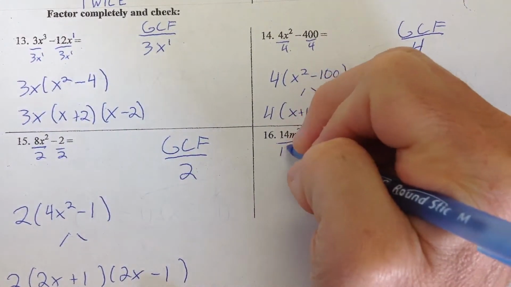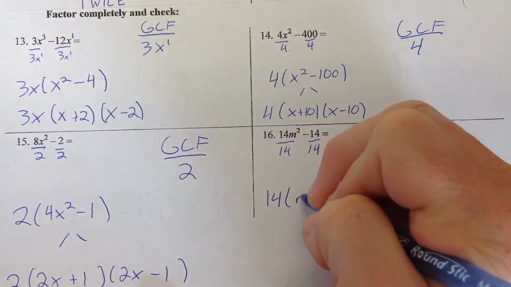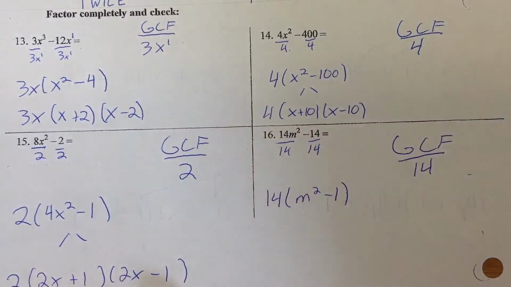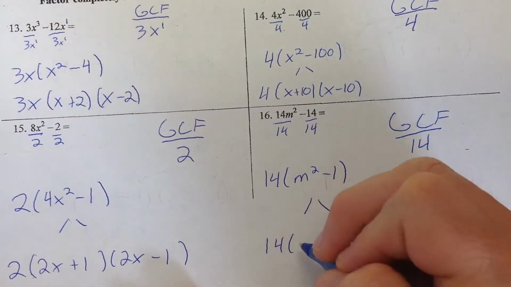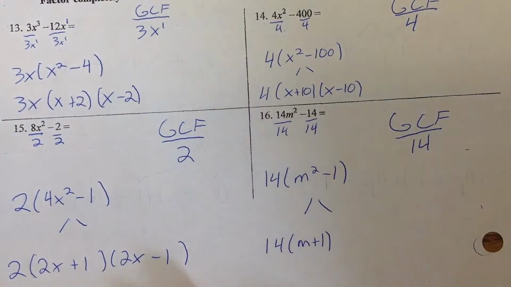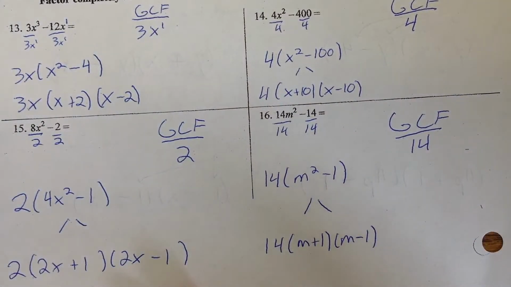All right, last but not least, the GCF of 14 and 14 is just going to be 14. So we'll divide both of these by 14. 14 comes out front, we're left with m squared minus 1. Again, we're going to break that down one step further. So we're going to get an m plus 1, and we're going to get an m minus 1. All right?